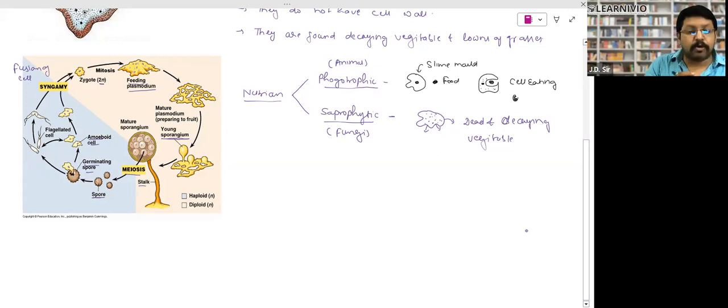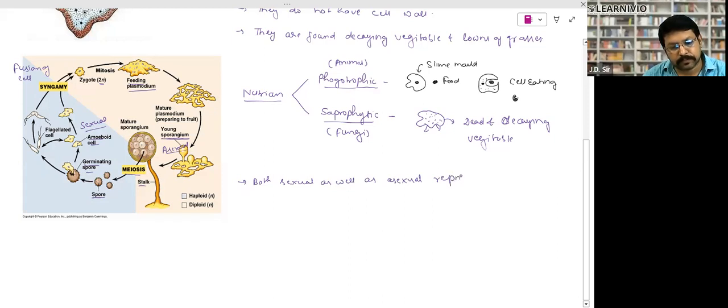So, slime molds resemble both protozoa and fungi, right? So that's why they are called fungal animals, right? And reproduction is of both kinds, right? Look, spore formation is asexual reproduction. And here, two cells are fusing, this is sexual reproduction. So both kinds of reproduction are present in slime mold, sexual as well as asexual.